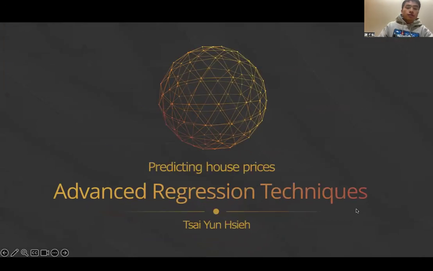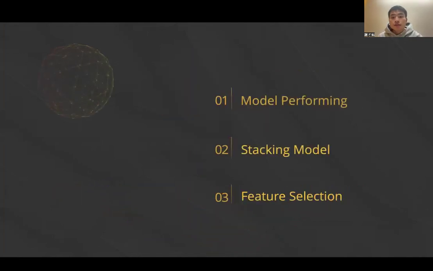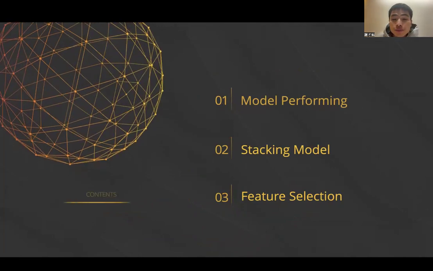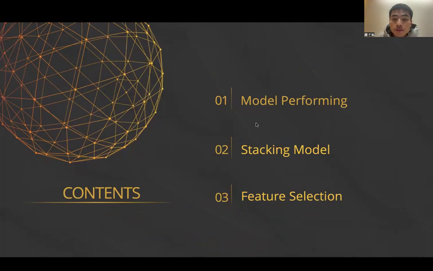Hello everyone, and today I want to present my assignment for advanced regression techniques, using the house price prediction data set. For that, I have three parts. The first one is model performance, the second one is the stacking model, and the third one, a plus one, is feature selection. So I will take more time talking about the feature selection, how I do it and how I find it.